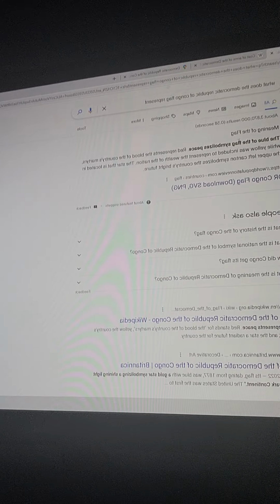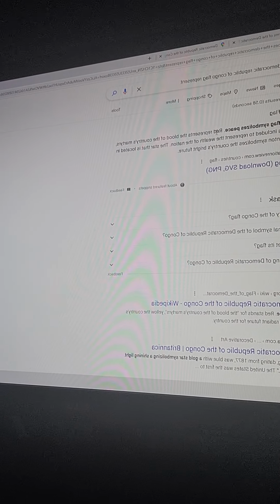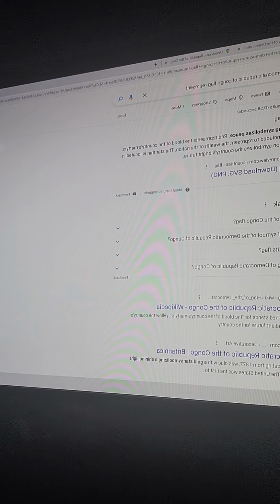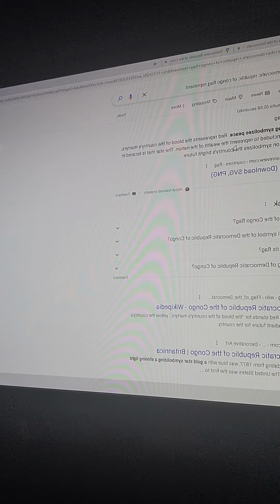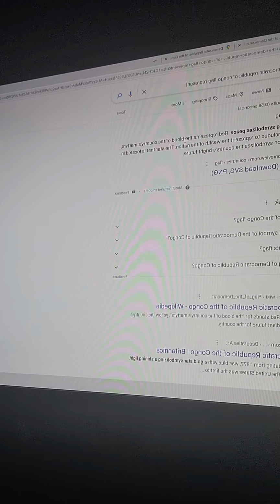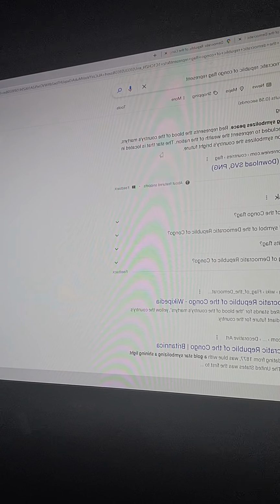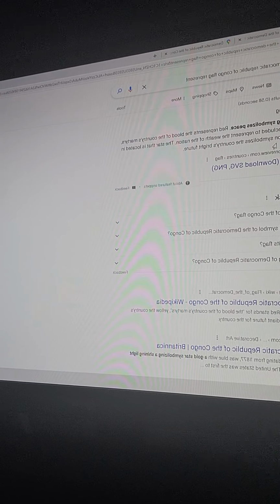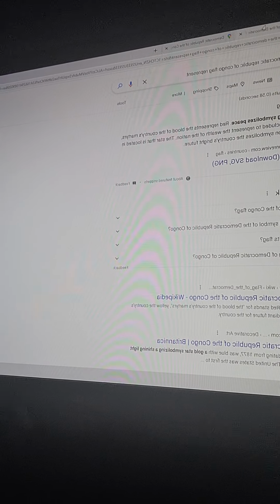So, the meaning of the flag: the blue symbolizes peace, red represents the blood of the country's martyrs, and the yellow was included to represent the wealth of the nation. The star, located in the upper left corner, symbolizes the country's bright future.